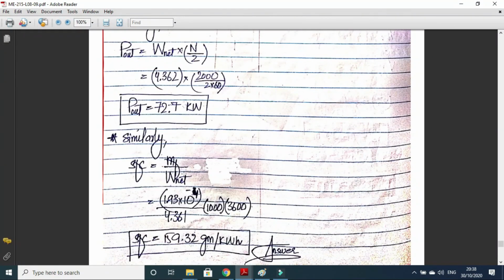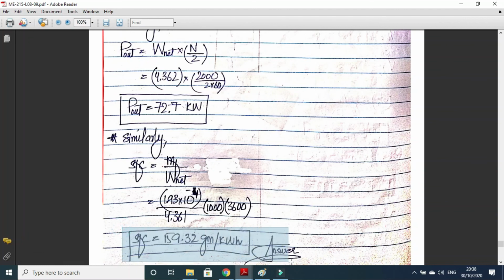Specific fuel consumption we can calculate by dividing the mass of fuel with the net work output, and it will have a unit of kilogram per kilojoule. So in order to convert into a unit of gram per kilowatt hour, we need to multiply by 1000, because to convert kilogram into gram we need to multiply by 1000.